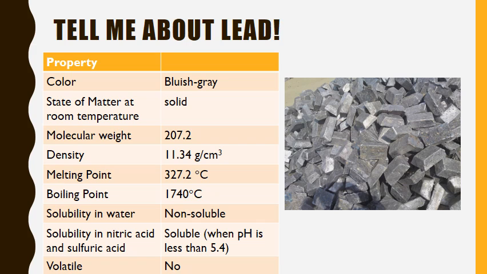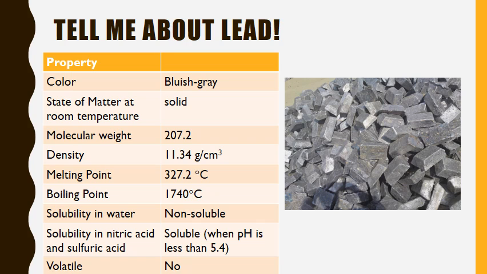Lead is an element, so it has a ton of properties. Things including the color and state of matter, which is a bluish gray metal in a solid state, down to its density, which is 11.34 grams per centimeter cubed. That's pretty dense. The melting point of lead is 327.2 degrees Celsius, which is actually pretty low, which is why it is utilized in so many different things.